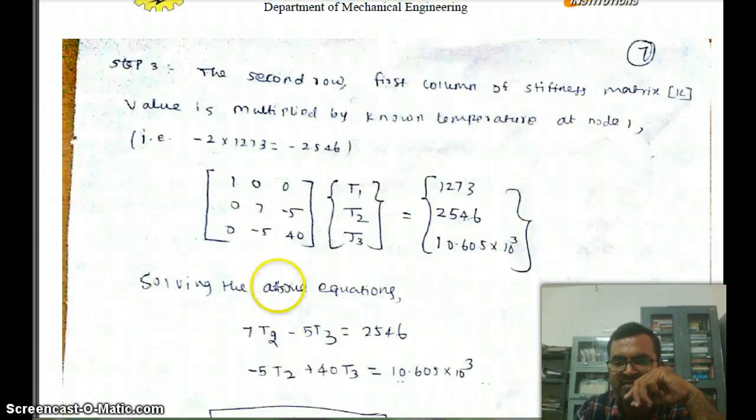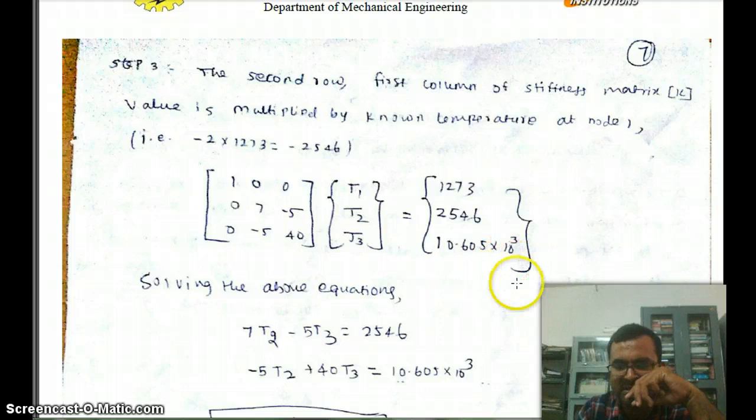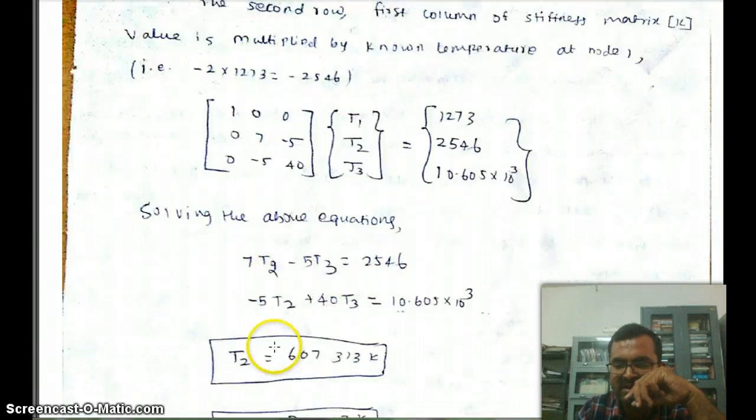After that we solve the above equations. We get 7 T2 minus 5 T3 is equal to 2546. This is equation number 1. And minus 5 T2 plus 40 T3 is equal to 10.605 times 10 to the power 3. This is the second equation. By using a calculator we can directly solve these two equations to get the T2 and T3 values.